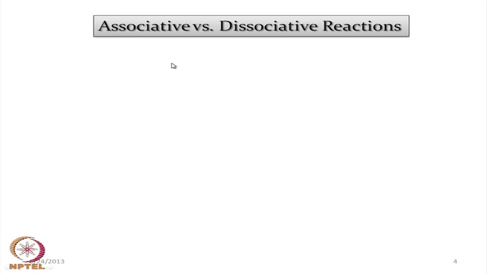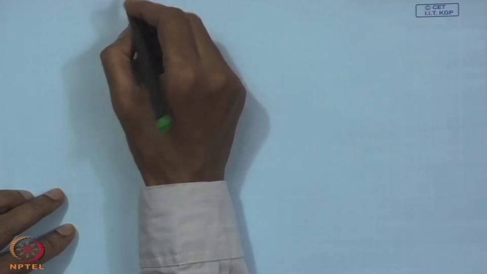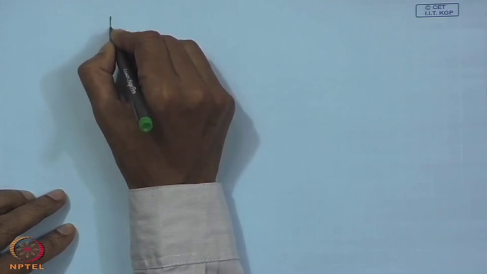So, we will talk about the different associative versus dissociative reactions. Before we finalize this, we will go for these associative and dissociative reactions after completing the corresponding discussion of how we get these inert compounds. The inert compounds are nothing but compounds that react slowly.